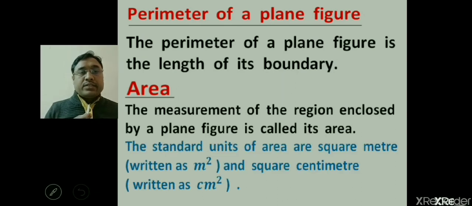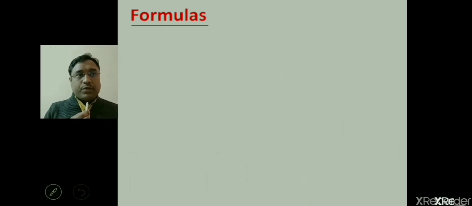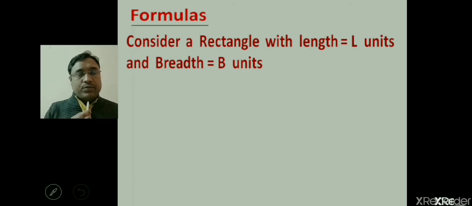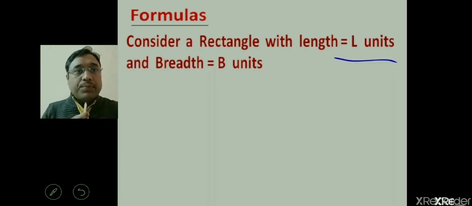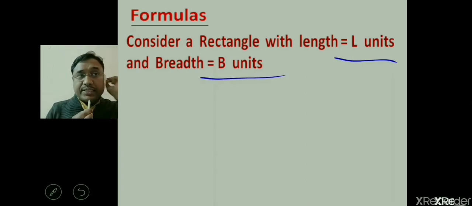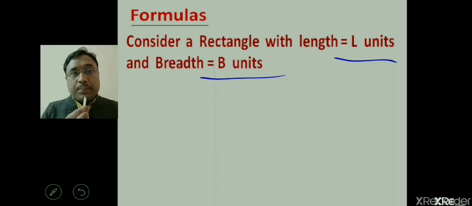The standard units of area are square meter, also written as meter square, and square centimeter, also written as centimeter square. So these are the standard units of area. Now we have some formulas related to the perimeter and area of rectangles that we should know. Consider a rectangle with length L units and breadth B units.